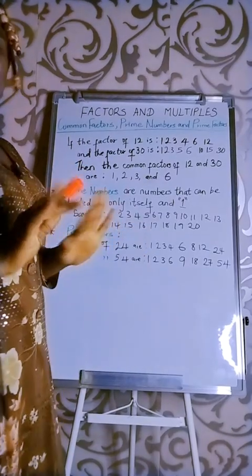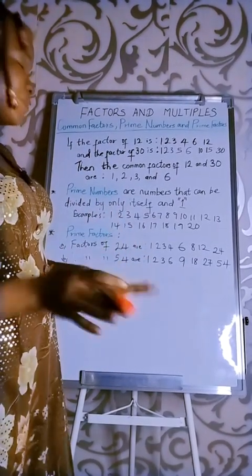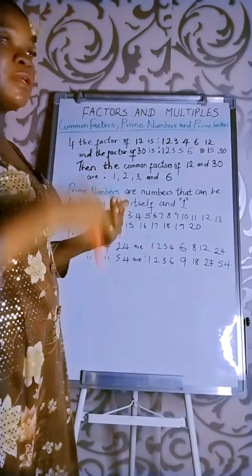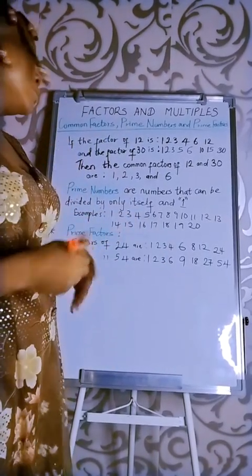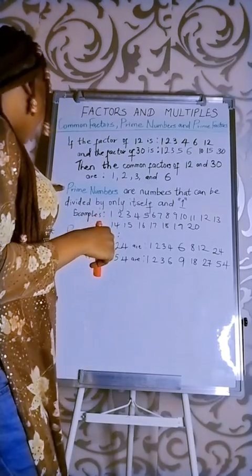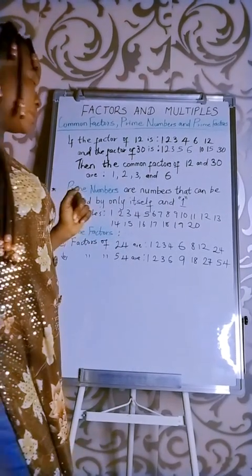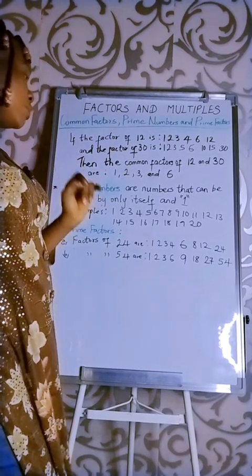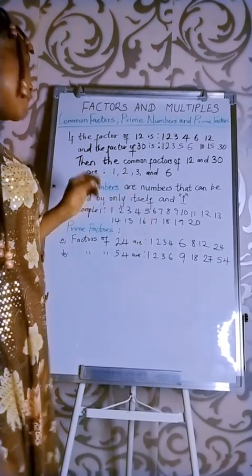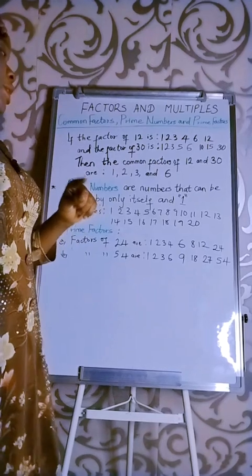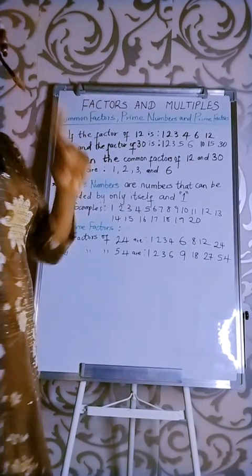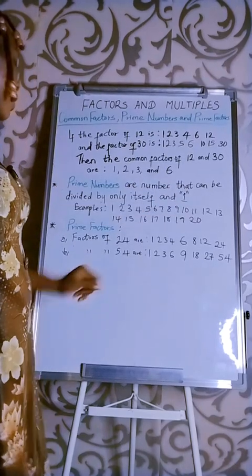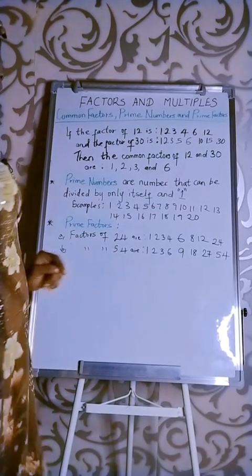So this is a very simple topic, common factors, very simple. Just forget the factors and know the ones that are common, that you can see in both numbers. The second one is prime numbers. This is another topic that students used to have issues with. Prime numbers are numbers that can be divided by only themselves and one. A number that can be divided by only itself and one is what we call a prime number.